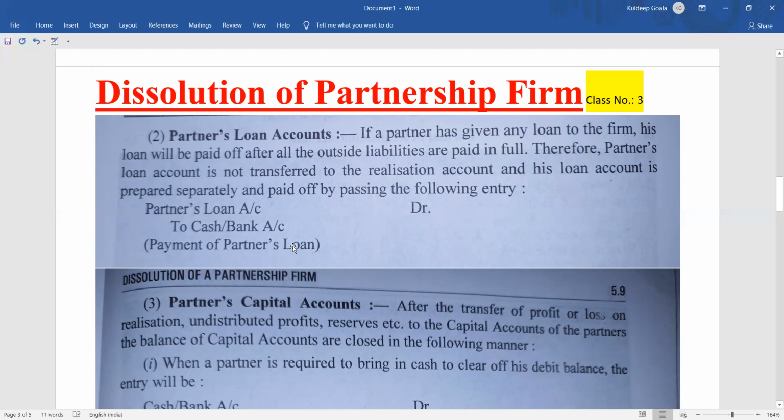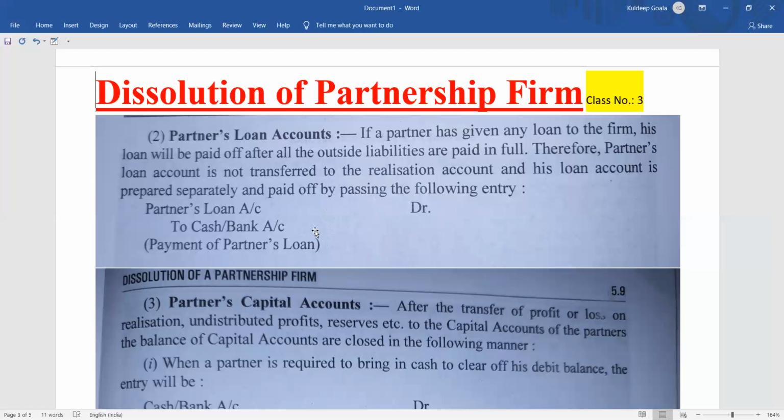If it is mentioned in the question that the partner's loan will be paid through the capital account, then partner's loan will be closed. Since partner's loan is a liability for the firm, it shows a credit balance. So to close it you have to debit it. So partner's loan account debit, to partner's capital account credit, if it is paid through the capital account. If you pay through the capital account, what will happen? Partner's loan account is debited and closed, and partner's capital account gets credited, so it increases his capital.